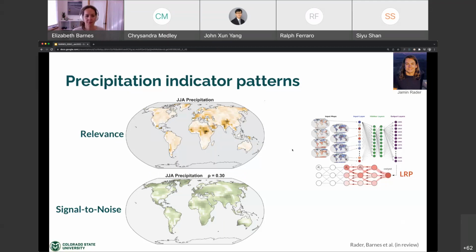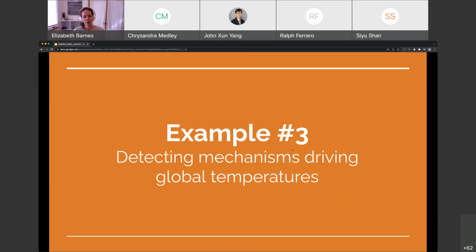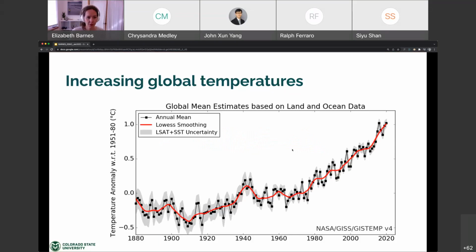Okay, so in my last few minutes here, I want to talk about example 3, which is a little different. Up until now, we've been detecting forced change, that is climate change. Now I want to detect mechanisms that are driving global temperatures, be it forced change from humans or low frequency decadal variability. So we know we have increasing global mean temperatures. The climate is warming, it's because of us, right? But even so, there are still wiggles throughout this temperature record. For example, the well-known warming slowdown, sometimes called the hiatus of the 2000s.